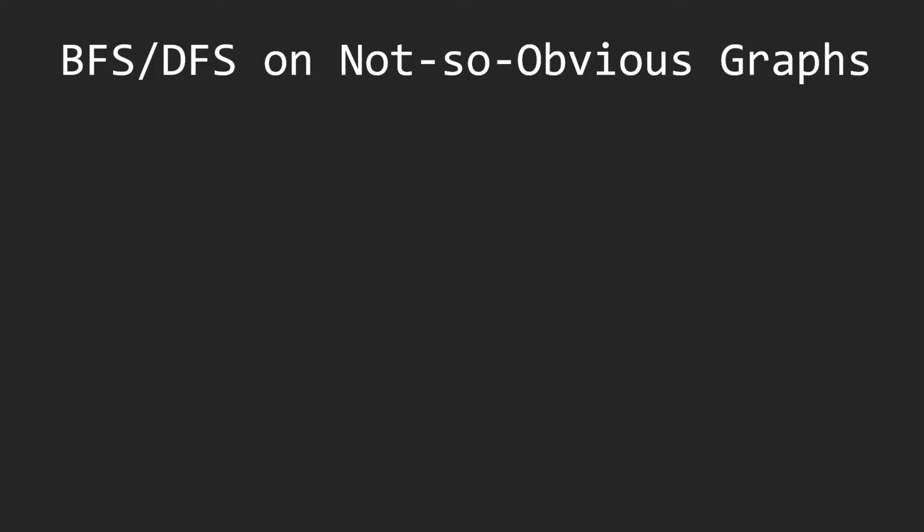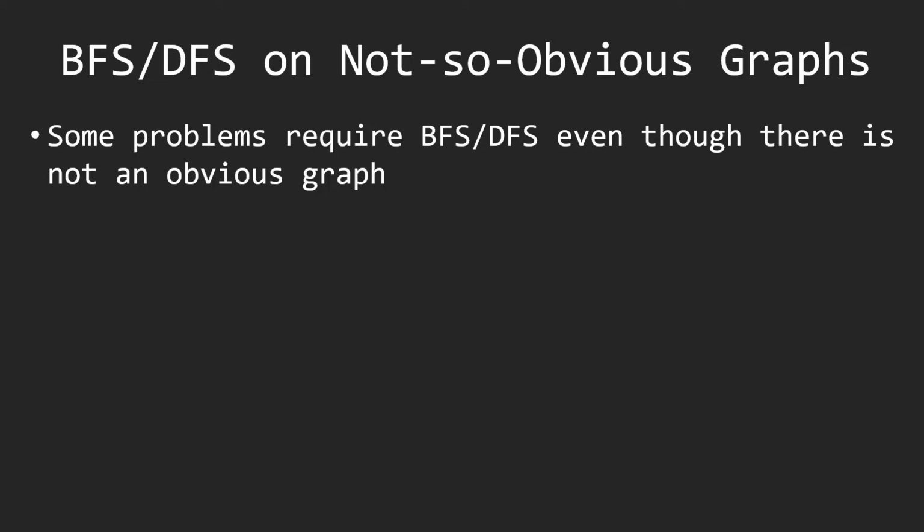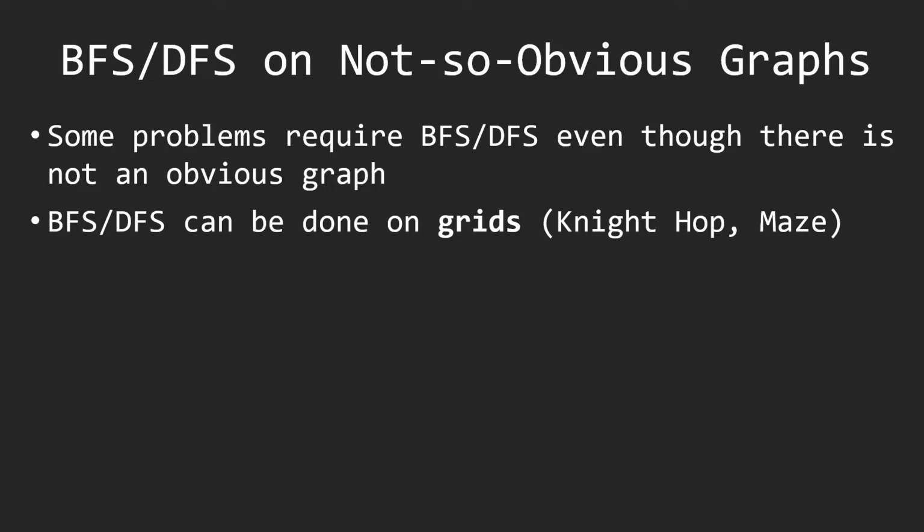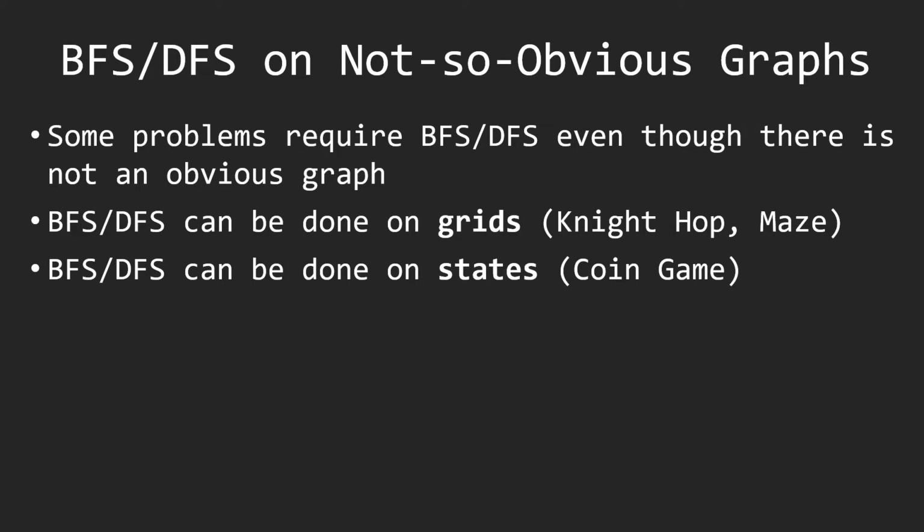Okay, so let's talk about BFS and DFS on not so obvious graphs. Some problems require BFS or DFS even though there's not an obvious graph. So BFS or DFS can be done on grids, for example, where we can see Nighthawk and Maze are pretty solid examples of those two kinds of applications of BFS or DFS on grids. And we also have BFS or DFS on states. And what does a state mean? Well, in CoinGame, a state could mean the positions of our current coins. And so you can see that BFS and DFS are just ideas. They can be used on graphs, grids, or even states.